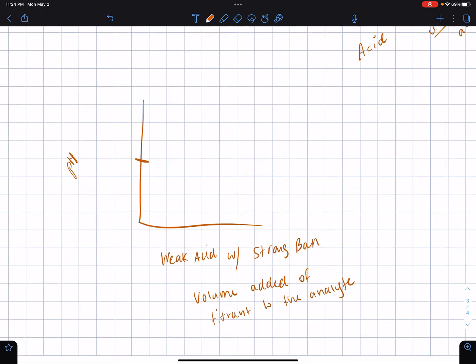Now if we have a weak acid, let's just say we have 1, 2, 3, 4, 7, and then we have 14 here. We know that an acid's pH is less than 7. But since we have specifically a weak acid, we're going to have something a little closer to 7 than it is to 1, because if it's closer to 1, that means it's a very strong acid. But we have a weak acid in this situation. Let me give us more space here.